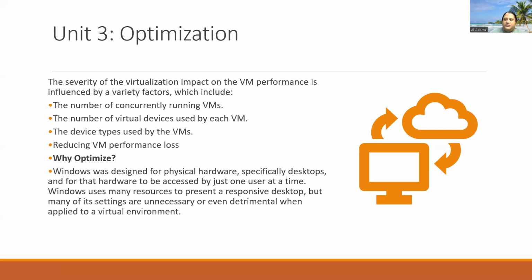The number of virtual devices used by each virtual machine, and the device types used by virtual machines, affect performance loss. But why do we optimize? Windows was designed for physical hardware, specifically desktops, and for that hardware to be accessed by just one user at a time. Windows uses many resources to present a responsive desktop, but many of its settings are unnecessary or even detrimental when applied to a virtual environment. So it's not that the virtual machine is going to struggle to run on Windows, but it's not exactly designed for it, is what it's saying.